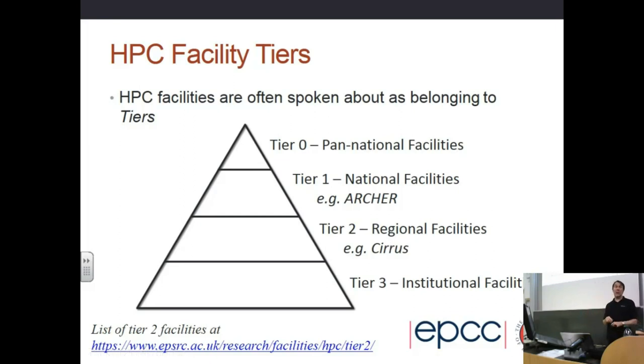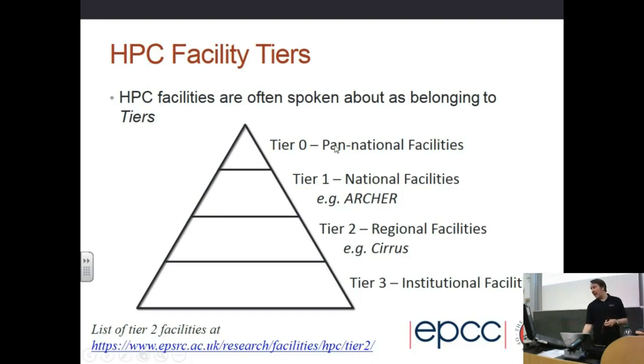These are very recently launched, actually, in the last month or so. There's a list here, and these are called tier two. Tier three would be institutional facilities, the kind of machines that Edinburgh runs to serve its own units, like the EDI or ECDF compute clusters. They would be called institutional facilities.